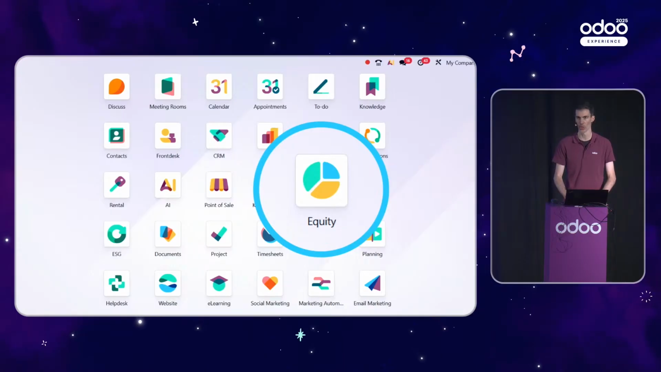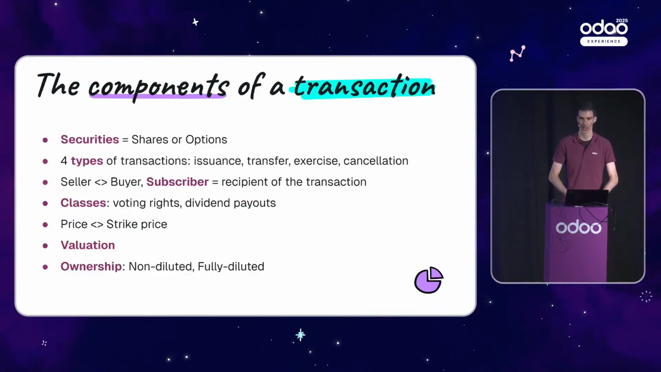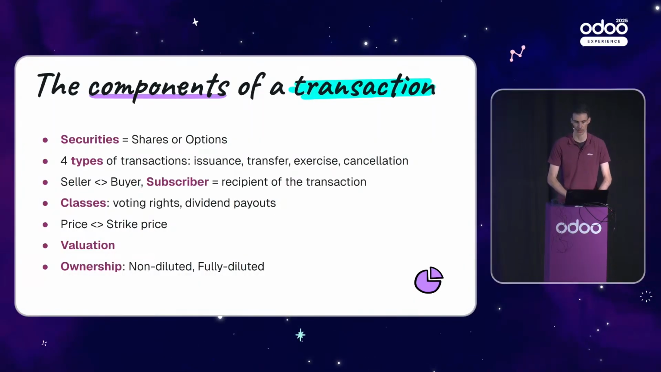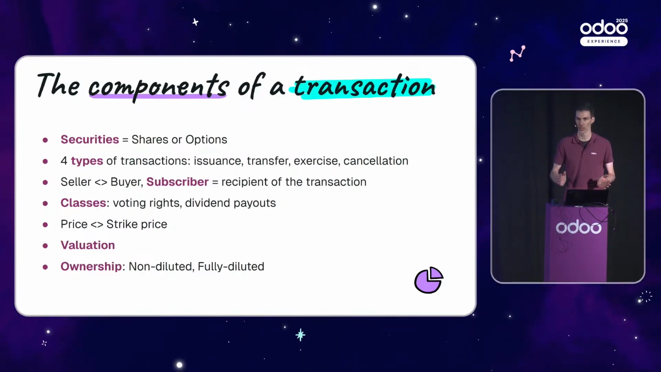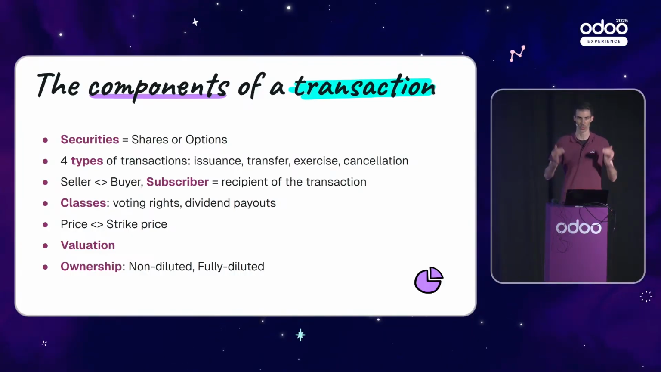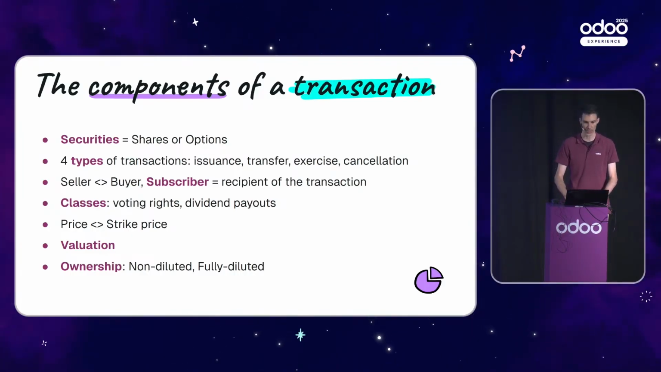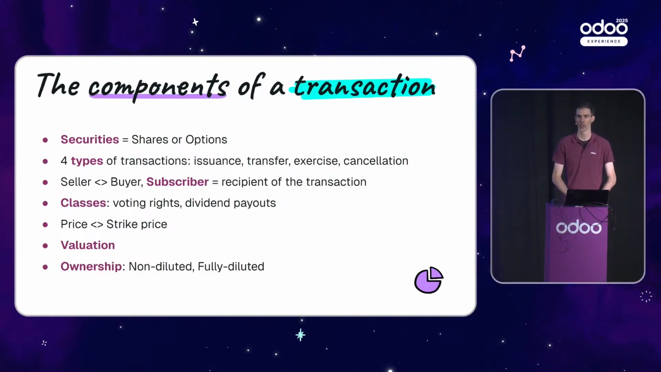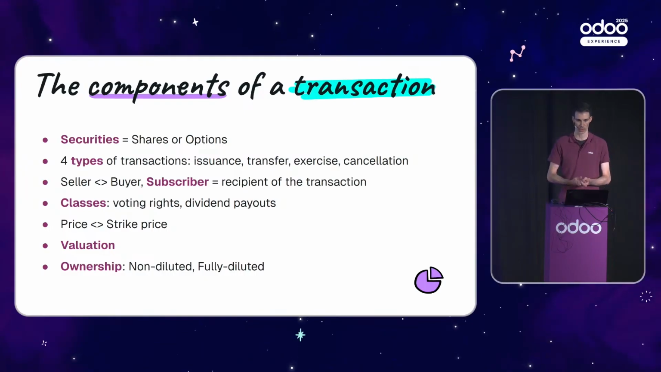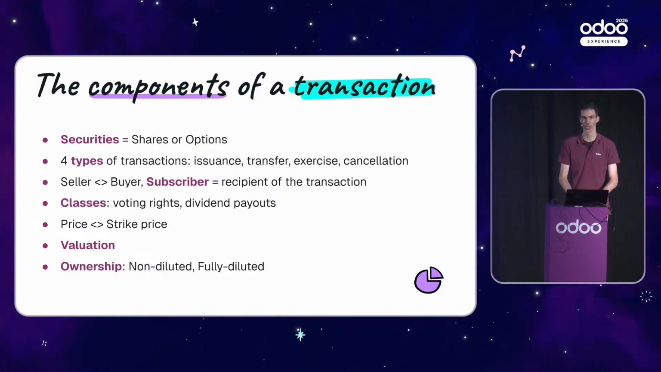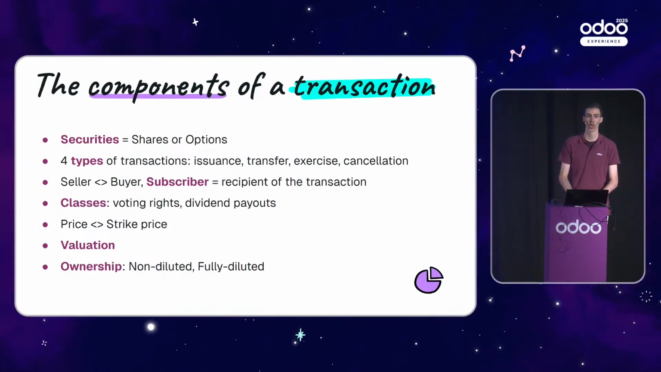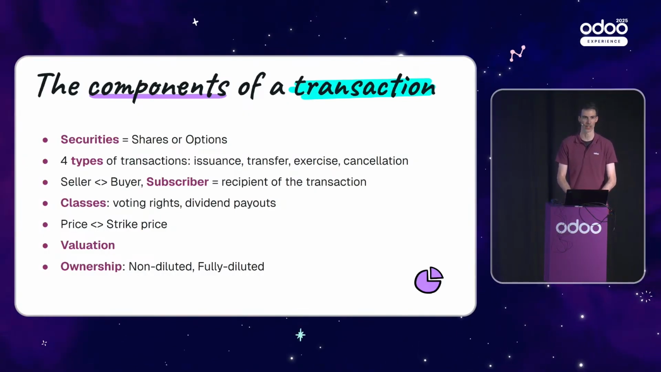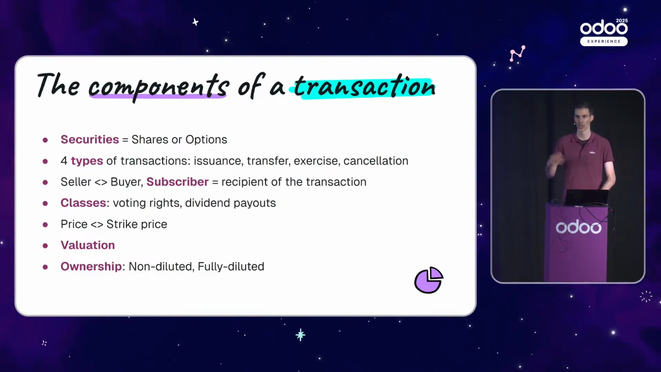So the best way to understand the cap table features in Odoo is to first start with understanding what a transaction is. So there are various components of a transaction, and we're going to go over these various terms. First, we will talk in terms of shares or options. A share is a piece of ownership of the company, and an option is the promise to be able to buy a share at a certain price later on.